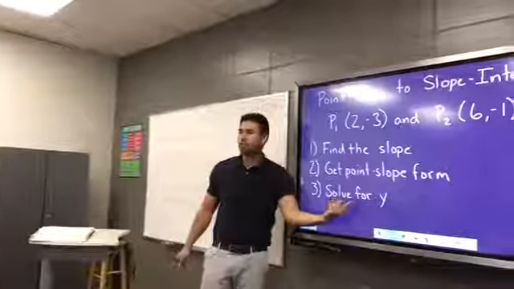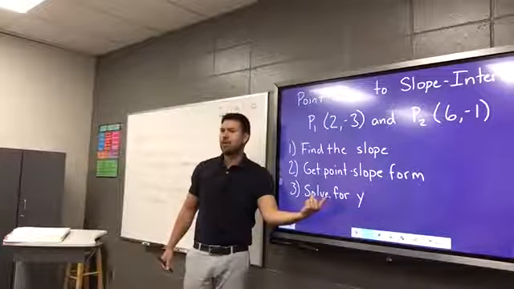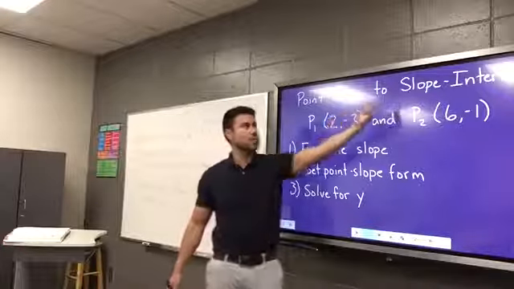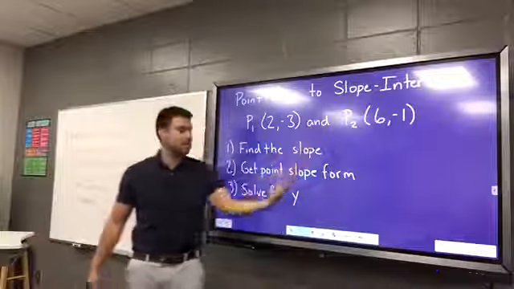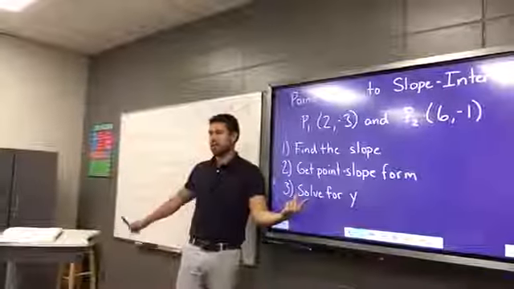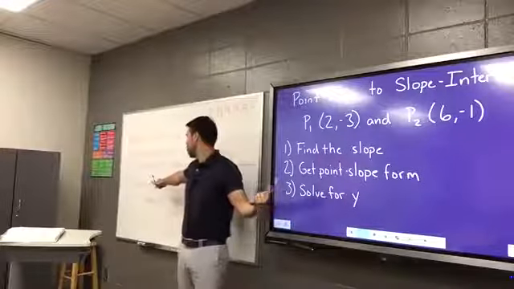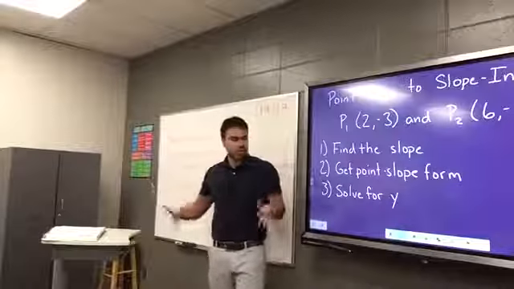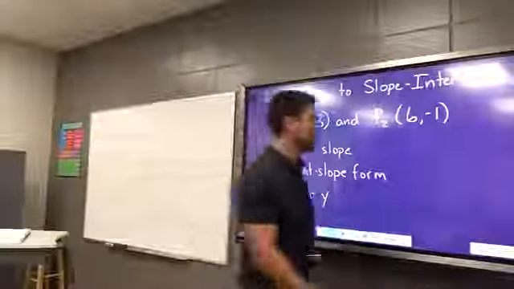Why did I say solve for y? My whole goal is to do what in this problem? Get it into slope-intercept form. Why do I say solve for y then? What's always by itself in slope-intercept form? Y. That's what I'm saying. Just do it. Okay, we're going to do it a little differently today.